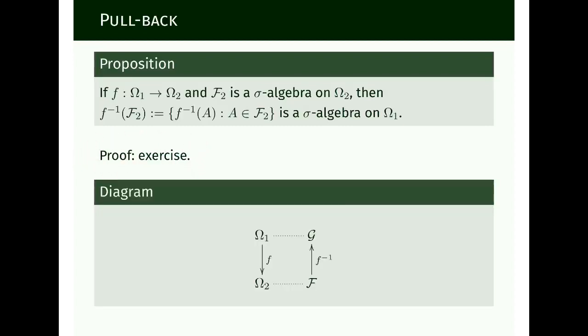And here's a diagram that helps us visualize what is happening. We have a sample space, which is just a non-empty set, and a function that maps the points of this space onto points of a second sample space that we call omega 2. So if we have a function that takes points of omega 1 into points of omega 2, and we have a sigma algebra on omega 2, then we can use the same function to define a sigma algebra on omega 1. So the function goes from omega 1 to omega 2, but we can pull back a sigma algebra on omega 2 to a sigma algebra on omega 1.